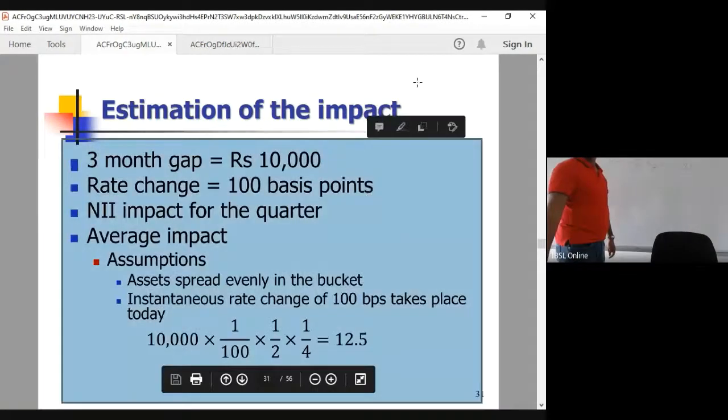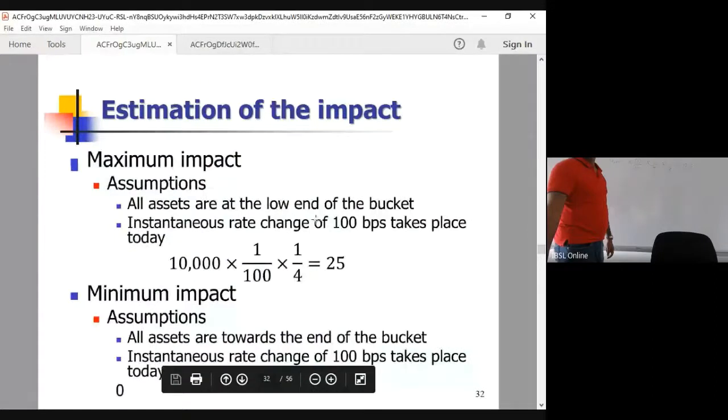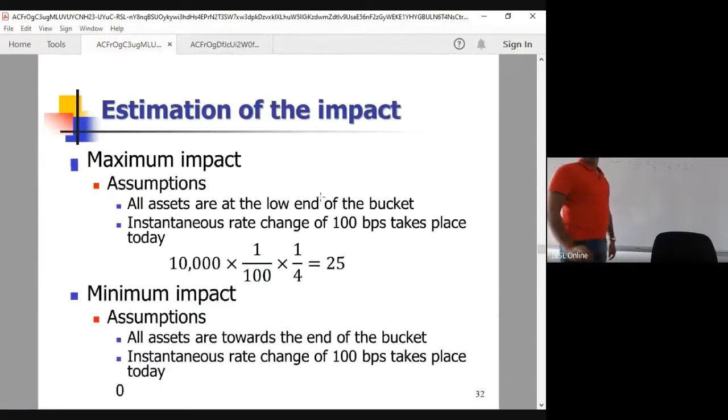So basically what I'm saying here is, if interest rates move by 1%, let's forget about whether this is a positive gap or negative gap for the moment. The gap you have within asset life is 10,000. The impact you're going to have is 12.5% on this for that particular bucket. Now you're looking at it for an average.